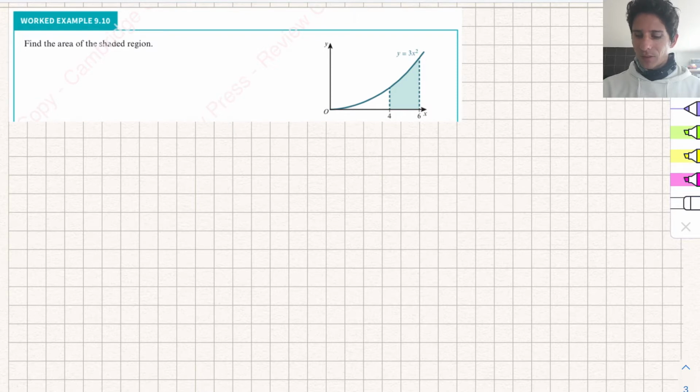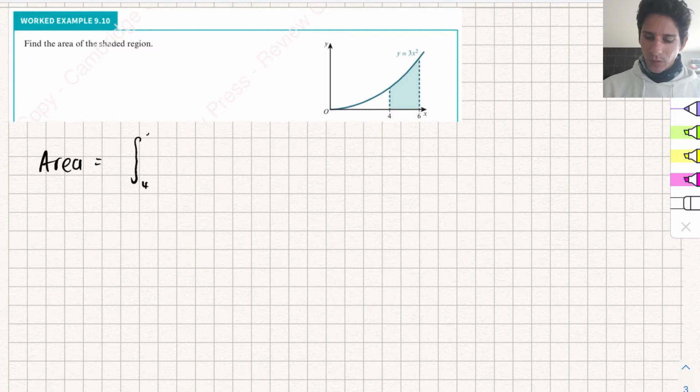It says find the area of the shaded region, right? They've given us the equation of the curve, y equal to 3x squared, and they've asked us to find the area between 4 and 6. Okay, so we can basically say the area that we're asked to find, well, we've learned that this is just the sum of all those tiny little areas of this function 3x squared with respect to x.